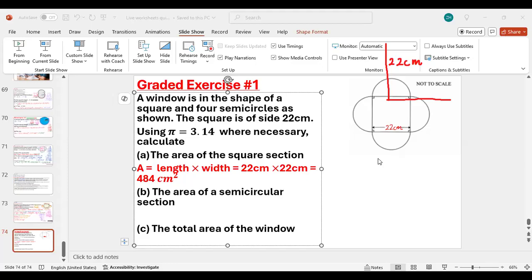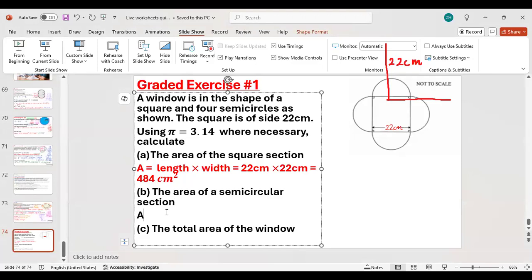198.07 centimeters squared. What did you get? Mercy. All right, let's go ahead and do this. I have it in the chat.